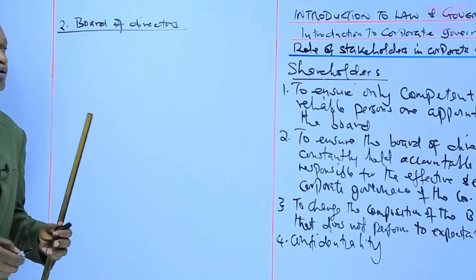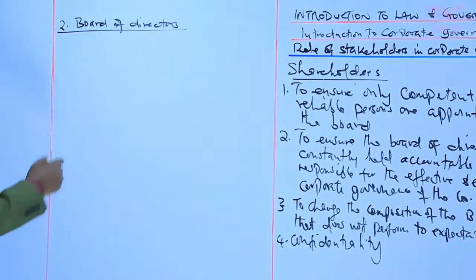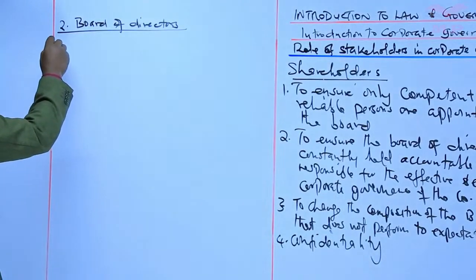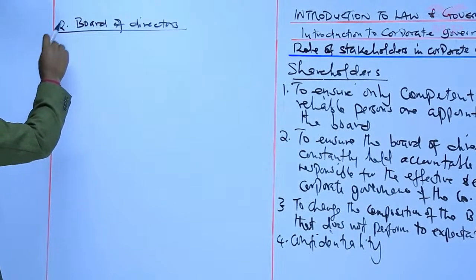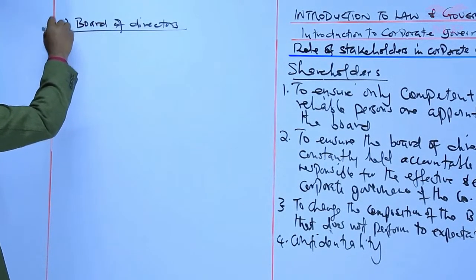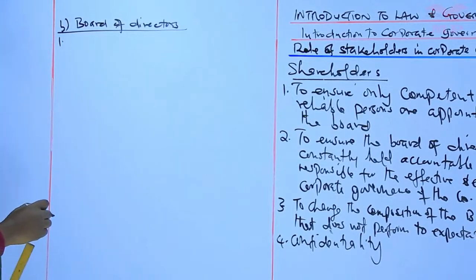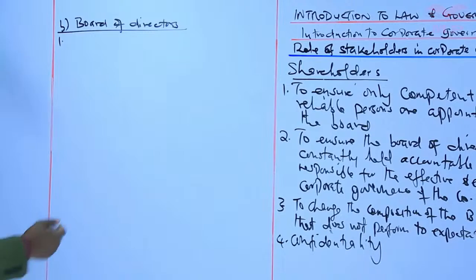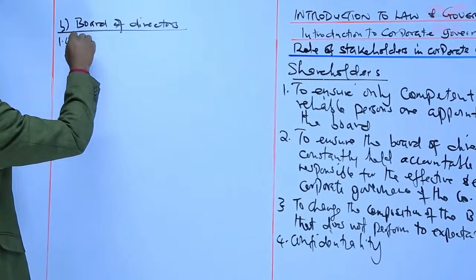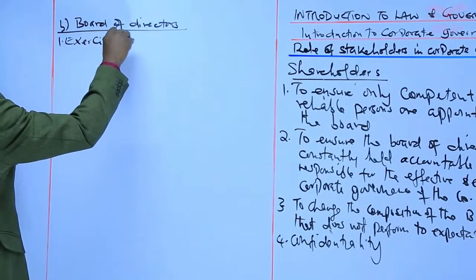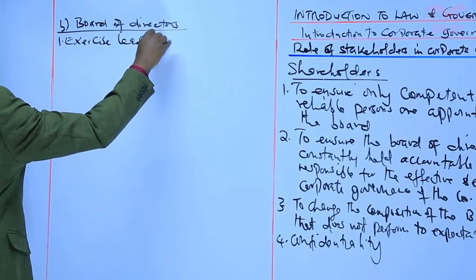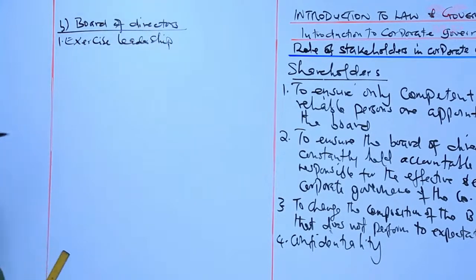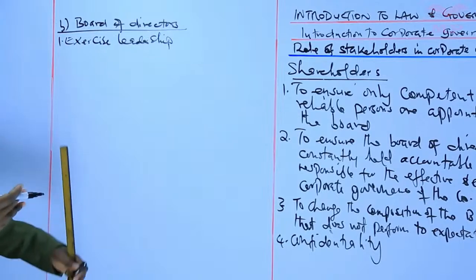And therefore, one of the roles of directors in relation to corporate governance, number 1, is that they exercise leadership. Exercise leadership. Board of directors exercise leadership. They do what? They exercise leadership.